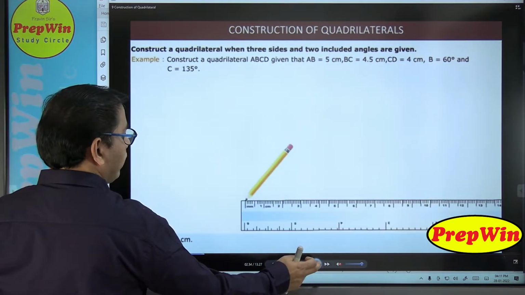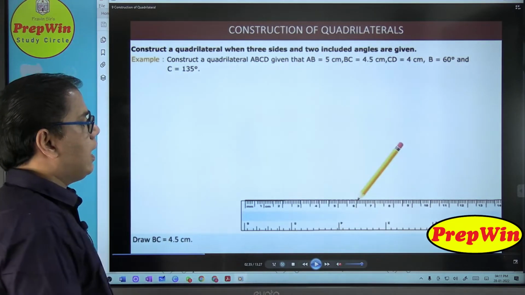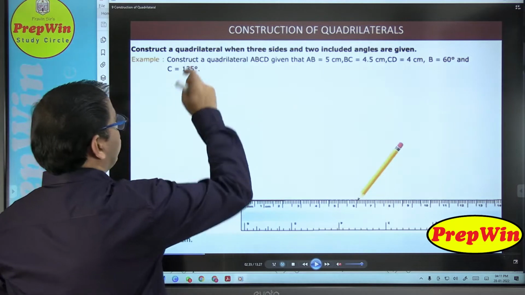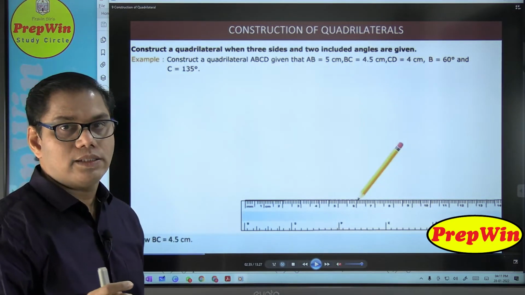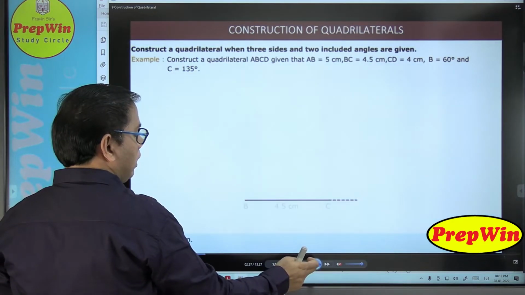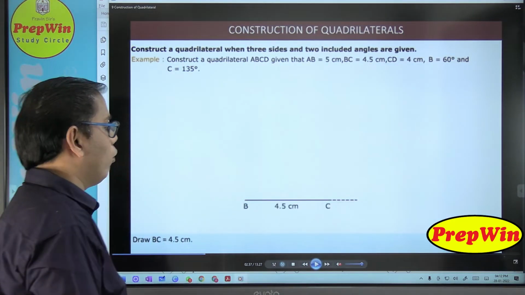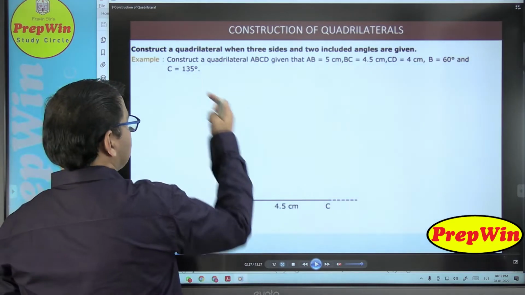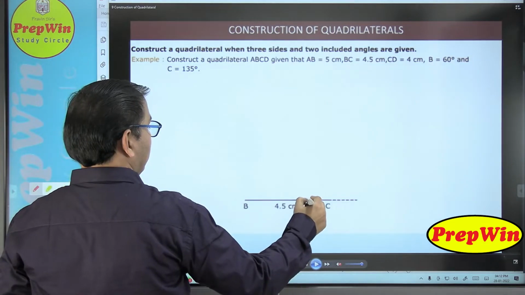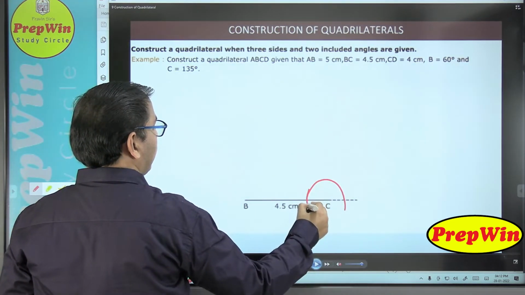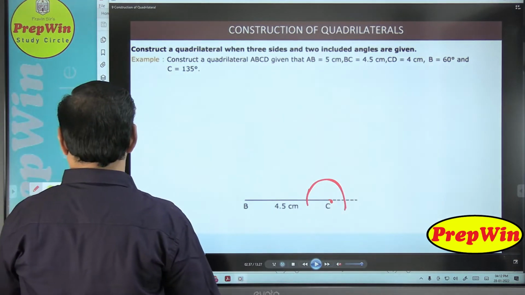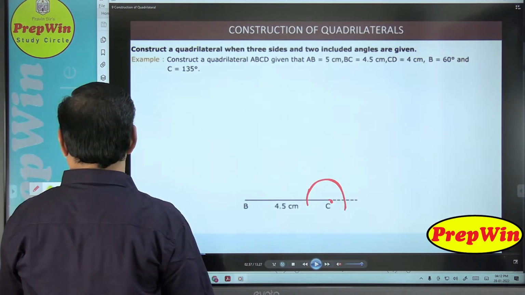First, you will draw 4.5, but you will draw some extra here. This extra is for drawing that obtuse angle of 135 degrees. So BC is exactly 4.5 and angle C is 135. Remember, for an obtuse angle we draw a semicircle. So for drawing this, the extra has been drawn. If you want, you can draw the extra later on also.